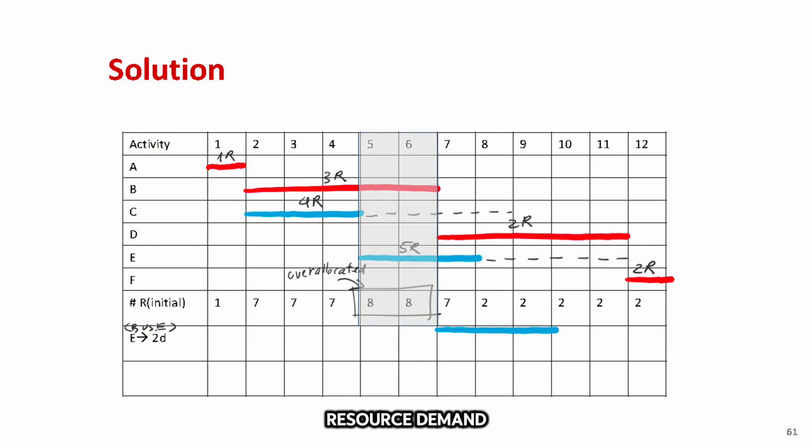Now, recalculate the resource demand. On days 5 and 6, demand decreases by 5 as E is no longer scheduled. On day 7, demand remains unchanged since E was originally scheduled on that day. On days 8 and 9, demand increases by 5 due to E's new placement.